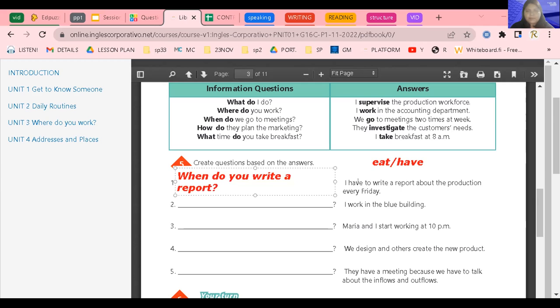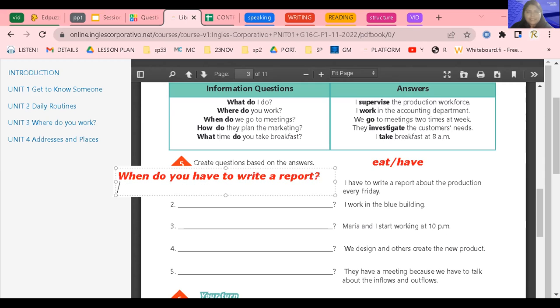Okay. So notice the main verb here is have. Veamos acá cuál es el verbo principal acá, es tener. ¿Cuándo tienes que escribir un reporte? So when do you have to write a report? I have to write a report about the production every Friday.